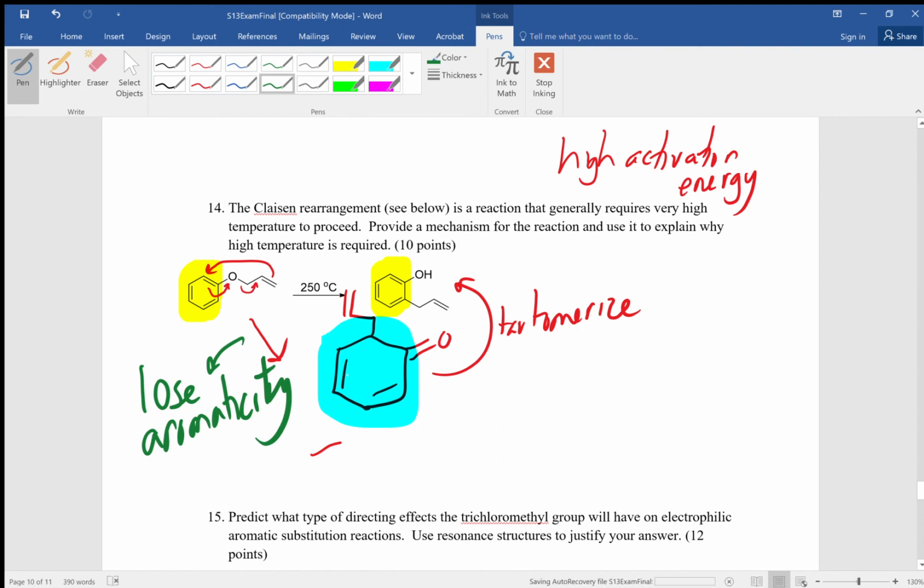And so in order for that first step to occur, we have to overcome this huge negative where we lose aromaticity. And the only way we can do that is by providing a lot of energy to overcome this high activation energy. So our mechanism shows us the loss of aromaticity, and that's what requires a very high activation energy.